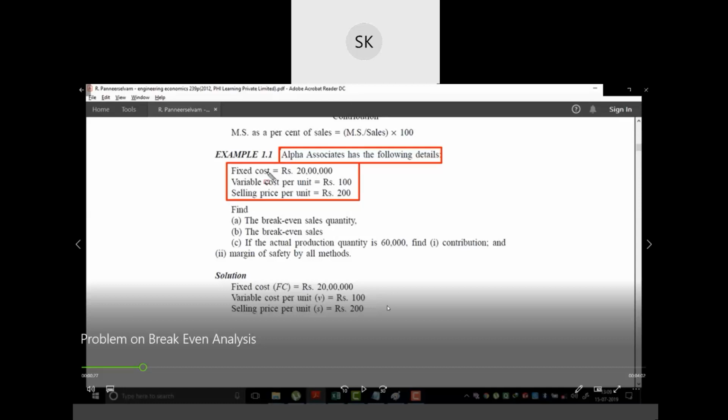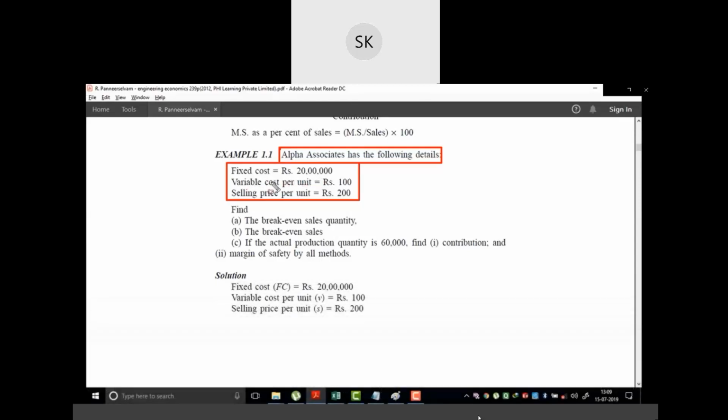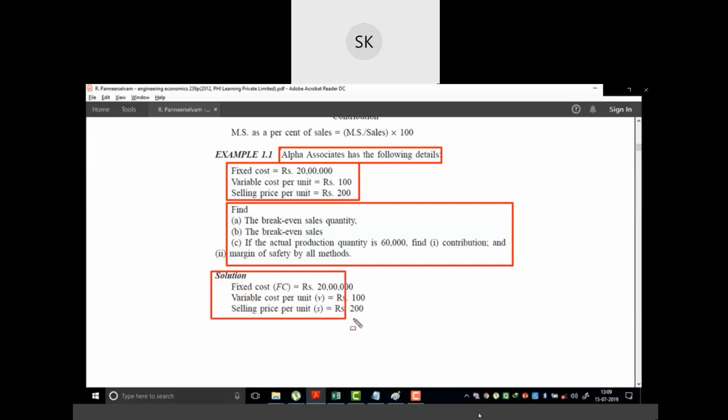Okay, so let's see. Fixed cost is 20 lakh, variable cost is 100 rupees, and the selling price is rupees 200. And we need to find out the following parameters. The first parameter is the break-even sales quantity, the second one is the break-even sales, and the third, if the actual production quantity is 60,000, then we need to find out the contribution and the margin of safety by all methods. So we have two methods to find out the margin of safety. So we are going to find out the MS, that is the margin of safety, by the two methods. Okay, so the solution is as follows.